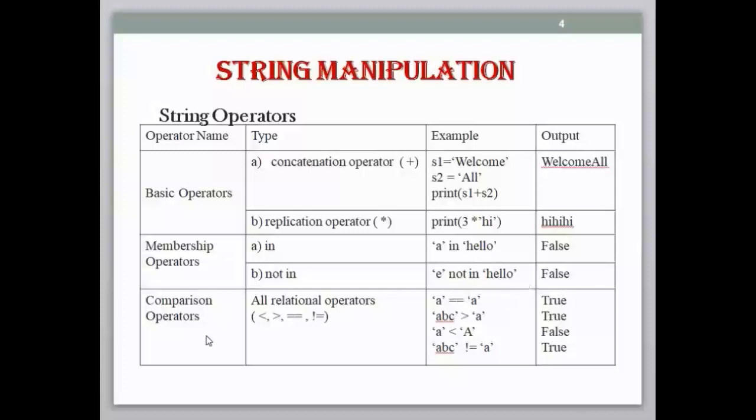Now these are comparison operators. All the relational operators are the comparison operators. Like A equals to A, true. ABC greater than A, true. Small a is less than capital A, it's false. Why? Because the ASCII value of small a is greater than the ASCII value of capital A. That's why the result is false. Then we have ABC not equal to A. Yes, that's true. So let's see some of the examples practically.